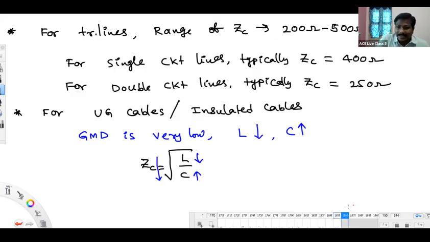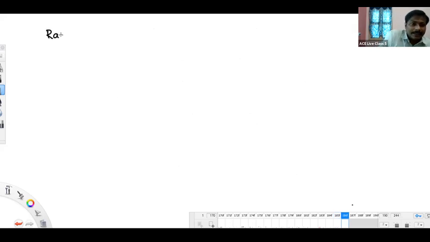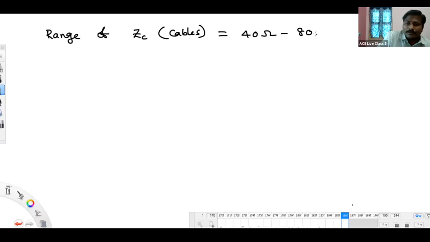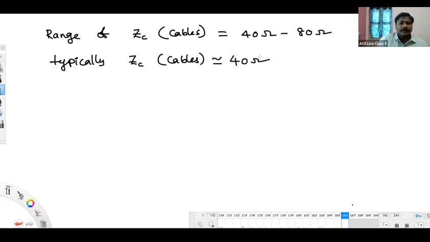So the range of ZC for cables will be in the range of 40 ohms to 80 ohms. Whereas the typical value of ZC for cables will be around 40 ohms. Typically, ZC of cables will be around 40 ohms.